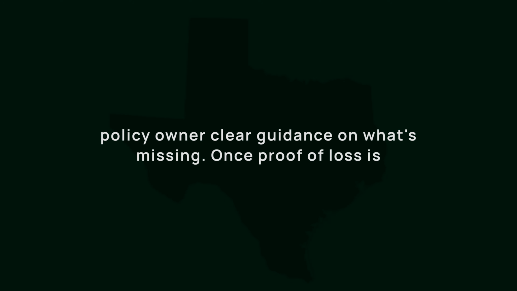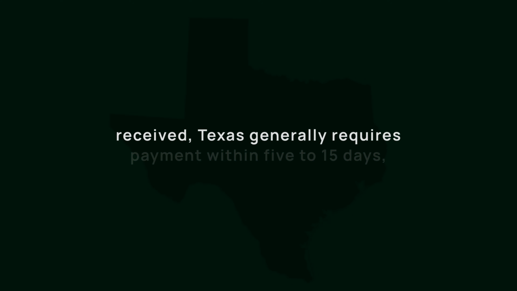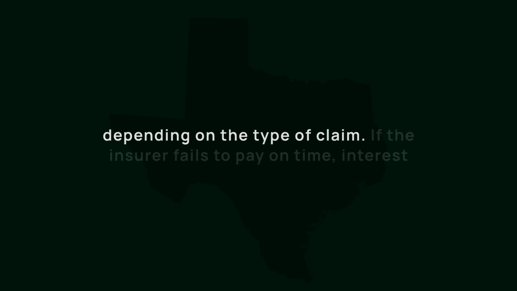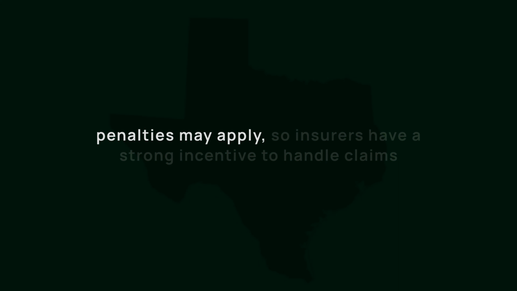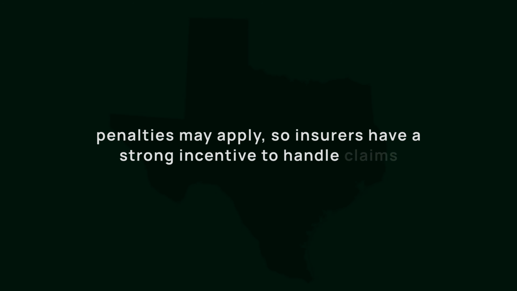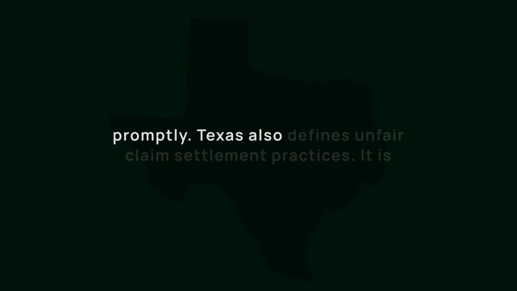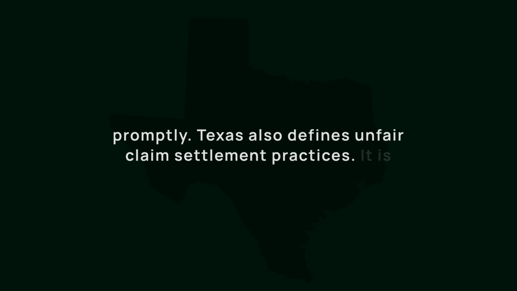Once proof of loss is received, Texas generally requires payment within 5 to 15 days, depending on the type of claim. If the insurer fails to pay on time, interest penalties may apply, so insurers have a strong incentive to handle claims promptly. Texas also defines unfair claim settlement practices.